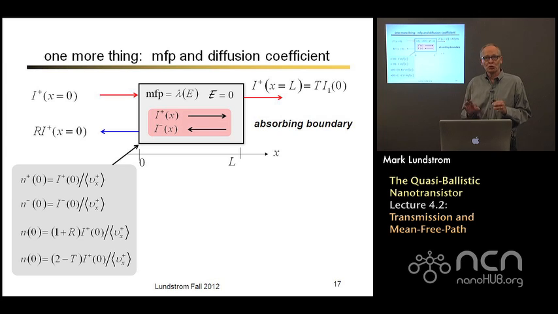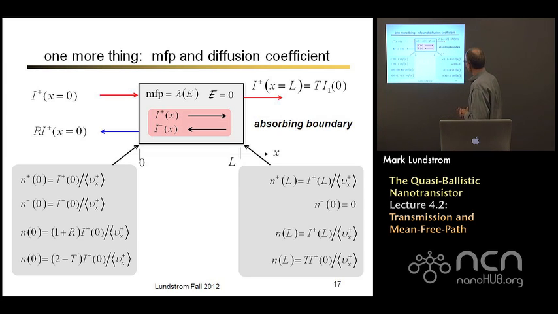If I want the total number of electrons at x equals 0, I'll just add the ones with positive velocity and the ones with negative velocity. The ones with negative velocity are just r times the ones with positive velocity. So I get that simple expression for the number of electrons at x equals 0. Well, t plus r is equal to 1 since particles are conserved, so I could write that in terms of the transmission as well. Okay, so I have an expression for the total electron density at x equals 0.